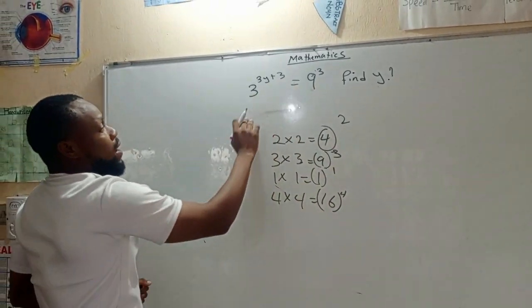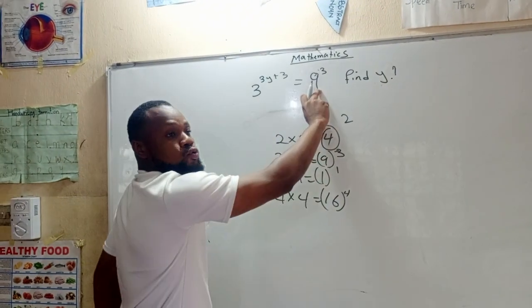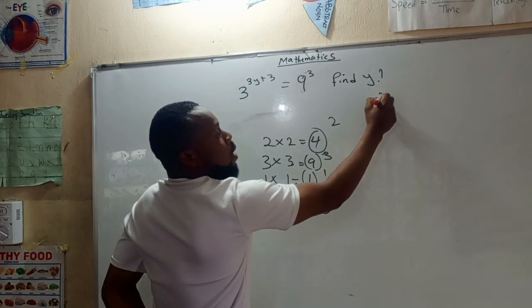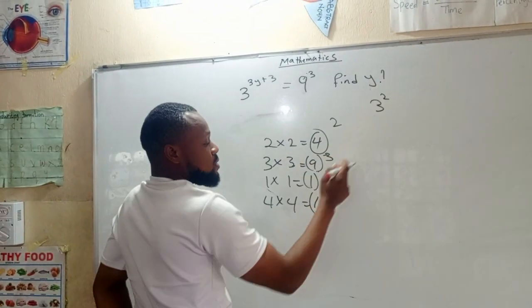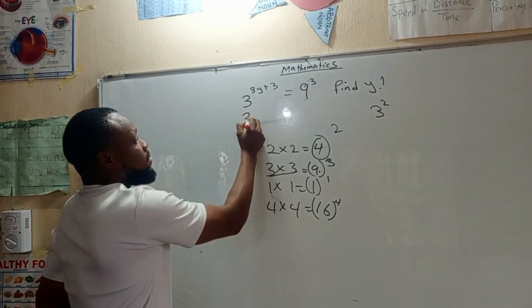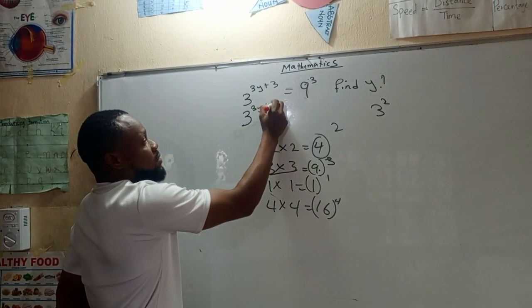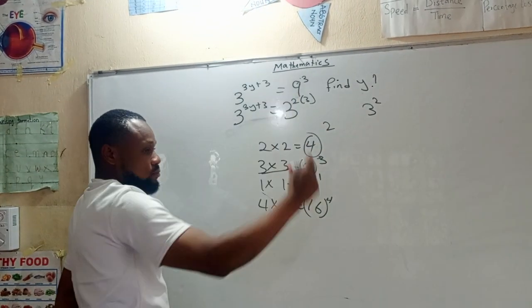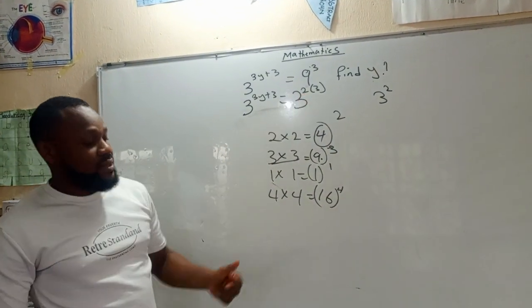Now, going back to what we have here, we can make this a perfect square. Making this a perfect square, this becomes 3 raised to the power 2, because 3 raised to the power 2 is the same as 3 times 3 equals 9. So this is saying 3 raised to y plus 3 equals 3 squared, all raised to the power 3. Now, why is it like this?